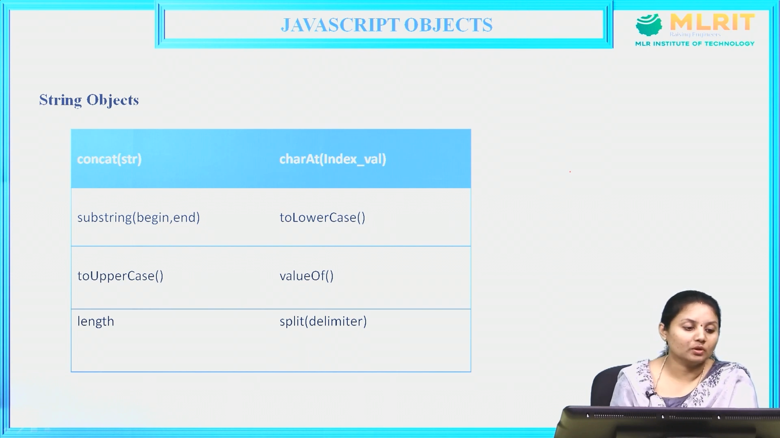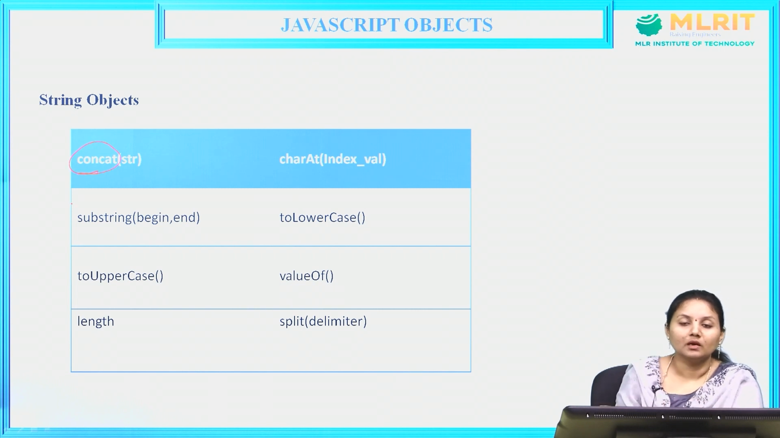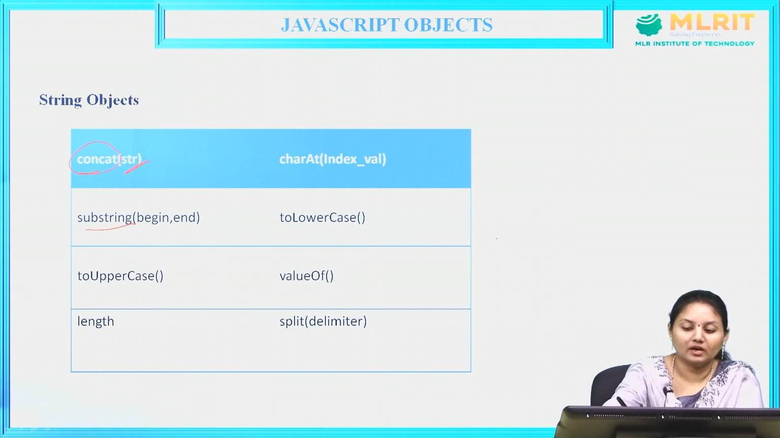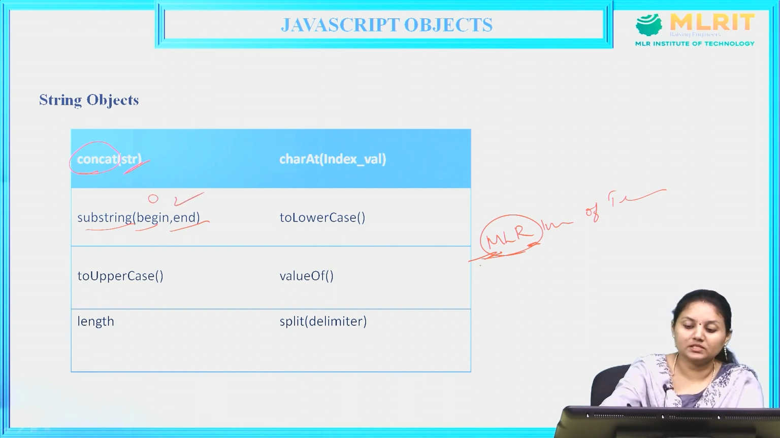Okay, so in string objects we have concat. Concat is a function which joins, that is concatenation, joining. Strings will get joined. Substring means it will take a part, suppose you have MLR Institute of Technology and you want to take only the first 3 letters. Where you want to begin and where you want to end. I want to begin with 0 and end at 2, so I can give 0, 2. Only this part will get printed. That is the use of substring.